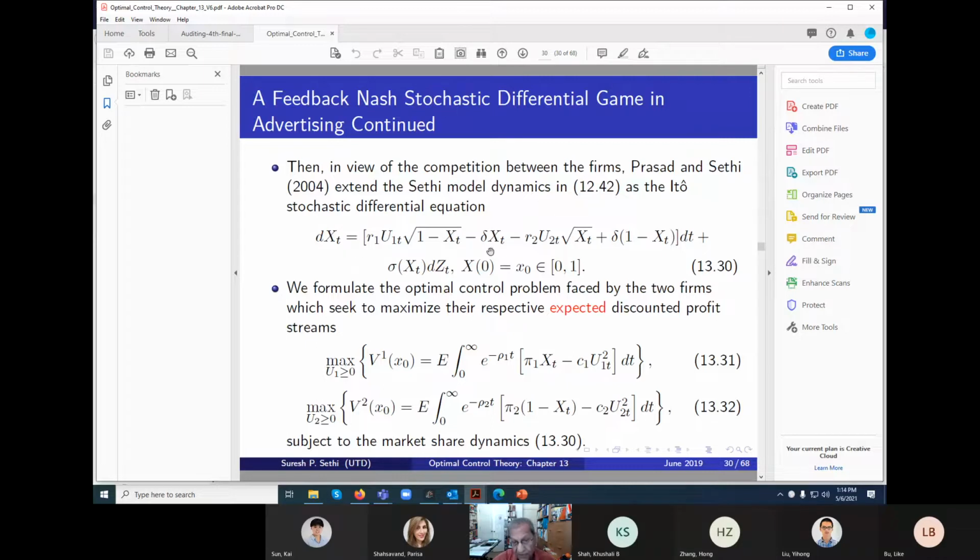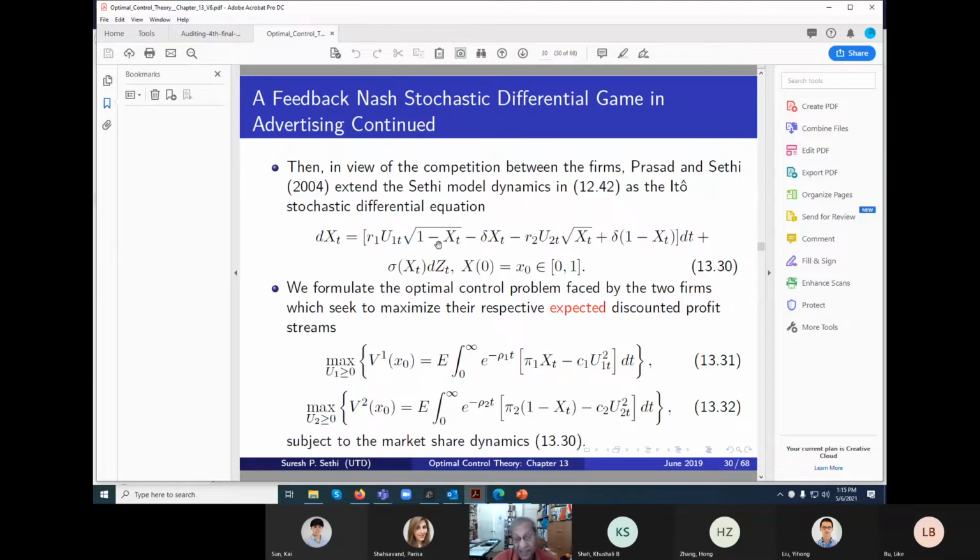And firm 1 is losing share of the market by forgetting and attrition and whatever. And the other guy is taking the market from firm 1 because the other guy is also advertising. And he's advertising to the people who are buying firm 1's product. So see, his advertising is acting on 1 minus X. These are the people buying firm 2's product.